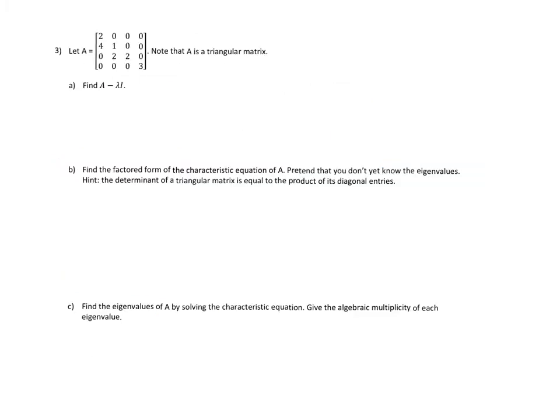Okay, we have A here, a 4 by 4 matrix. We're supposed to note that it's triangular, right? We've got this triangle of zeros, which makes it a triangular matrix. It says find A minus lambda I. So lambda I, in the case of a 4 by 4 matrix, would be lambda 0, 0, 0, 0 lambda 0, 0, 0, 0 lambda 0, and 0, 0, 0 lambda.